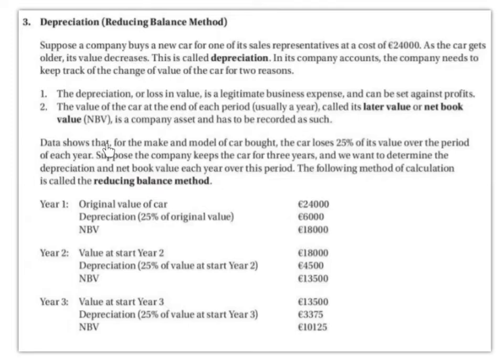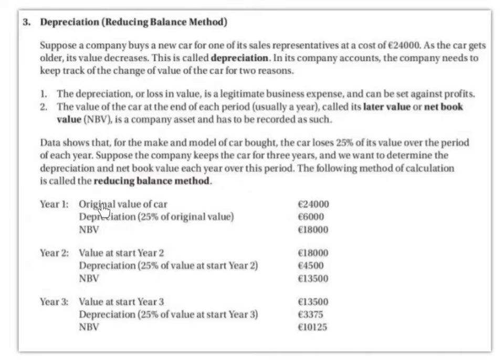Data shows that for the make and model of car bought, the car loses 25% of its value over the period of each year. Suppose the company keeps the car for 3 years, and we want to determine the depreciation and net book value each year over this period. The following method of calculation is called the reducing balance method.